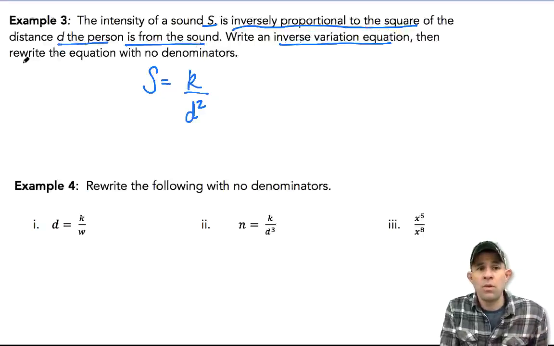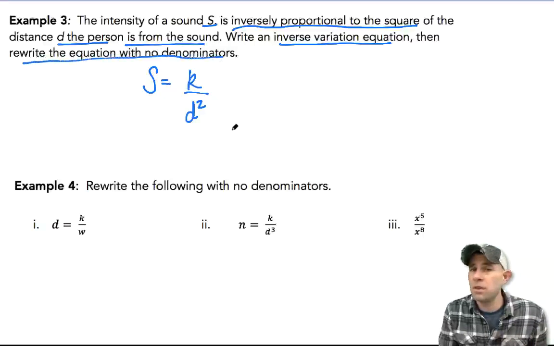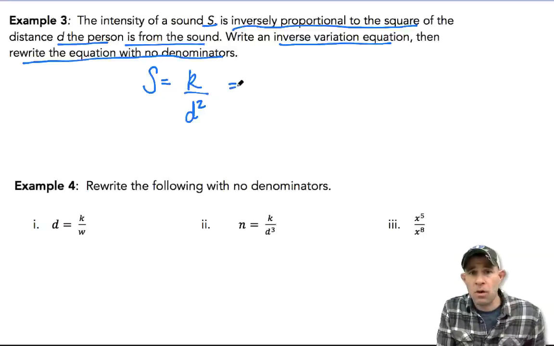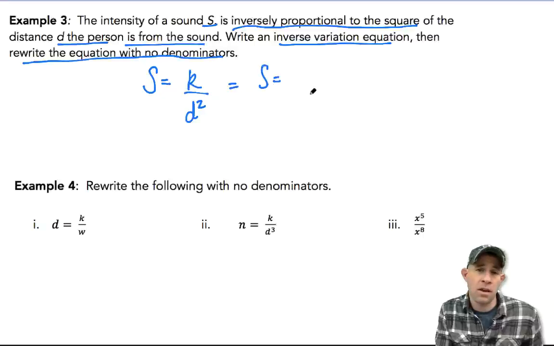Now we want to rewrite this equation with no denominators. In other words, I've got to get this d out of that denominator. Well, the way we do that is we're going to use negative exponents.